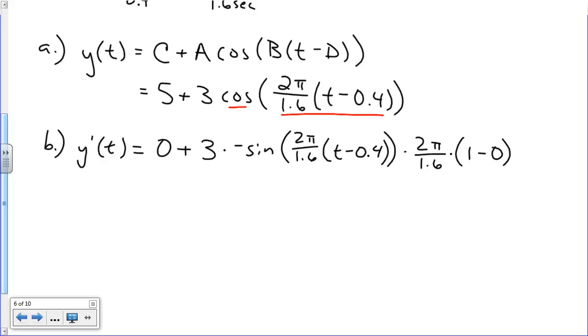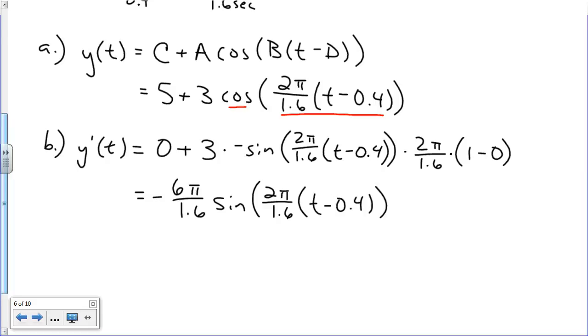Let's rewrite that slightly. I'm going to combine the 3 with the 2 pi over 1.6, as well as the negative. I've got negative 6 pi over 1.6 times the sine of 2 pi over 1.6 times t minus 0.4. There is our derivative.